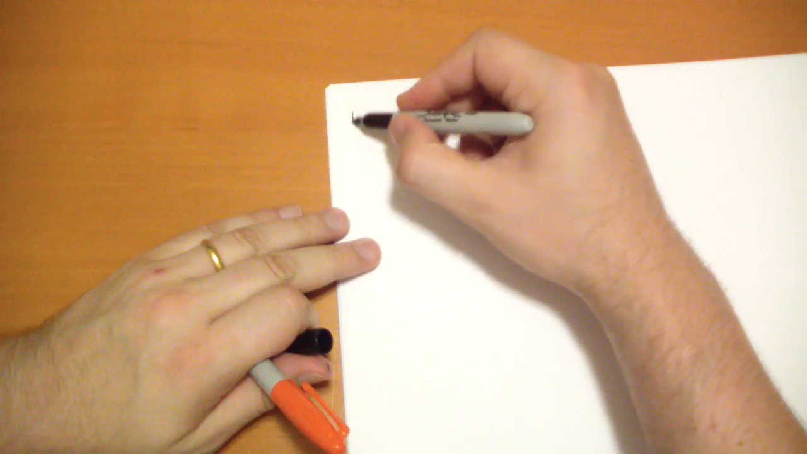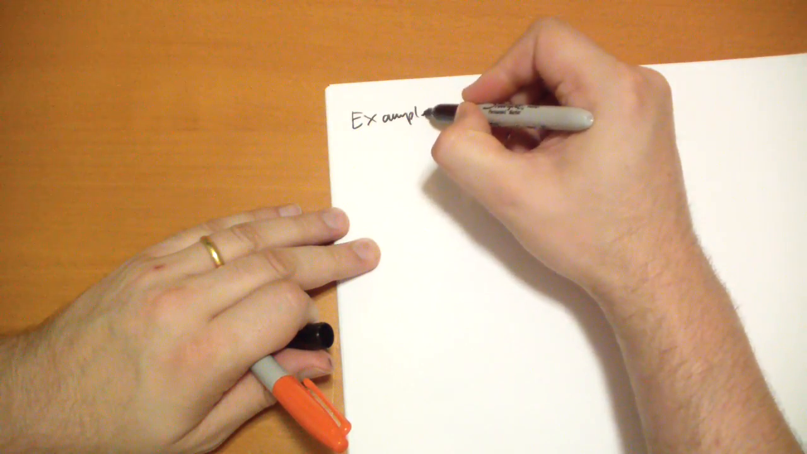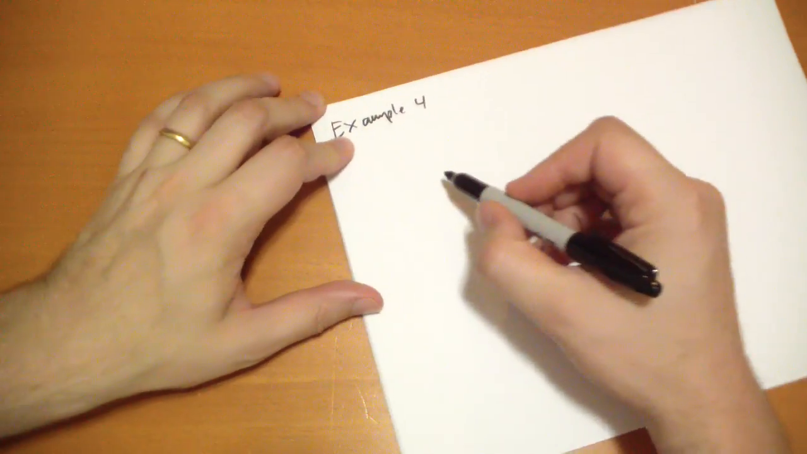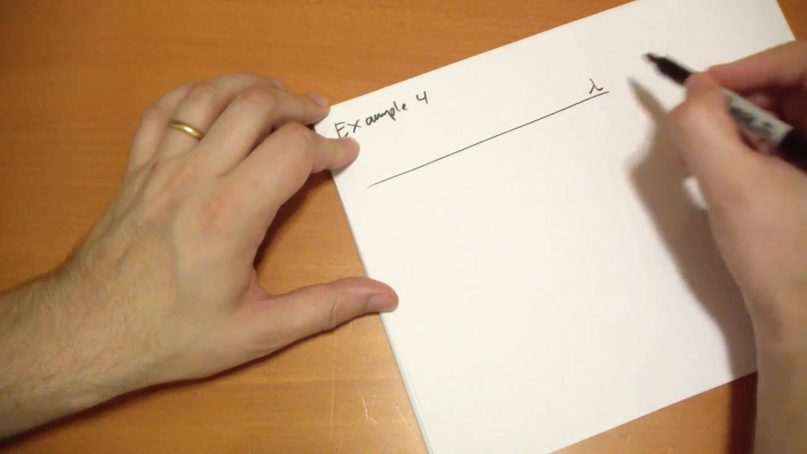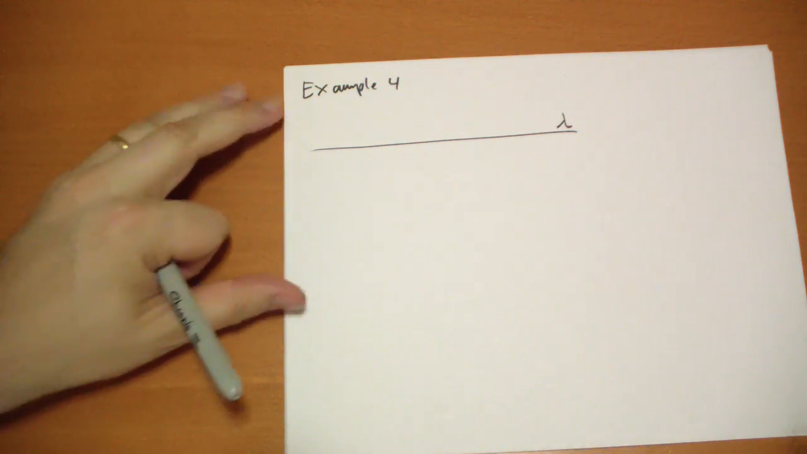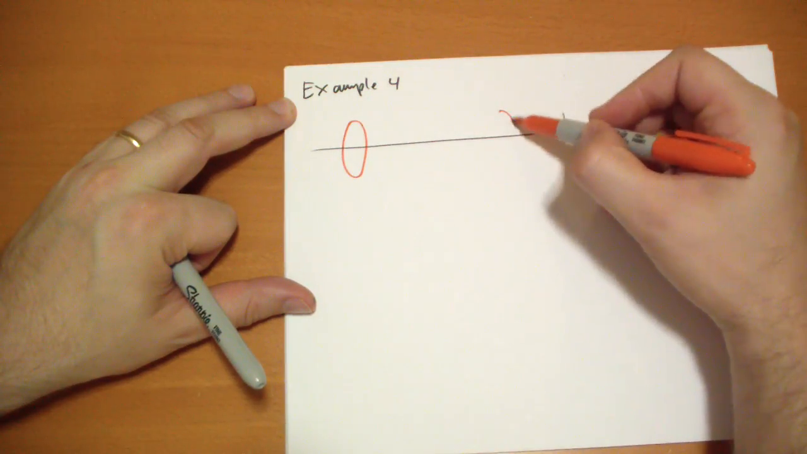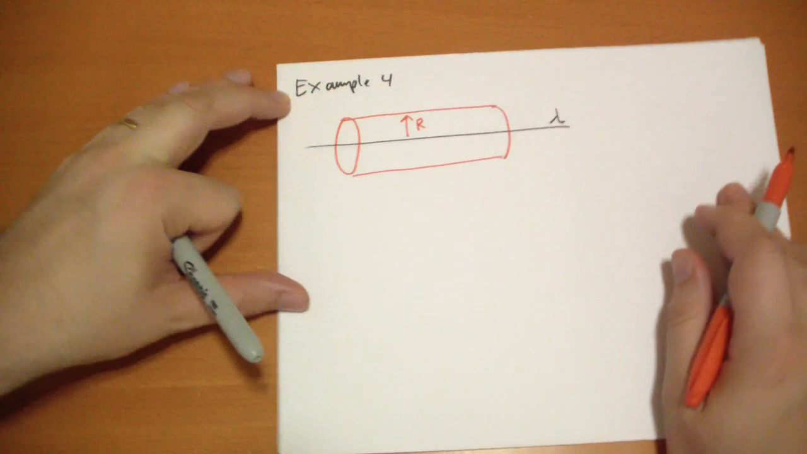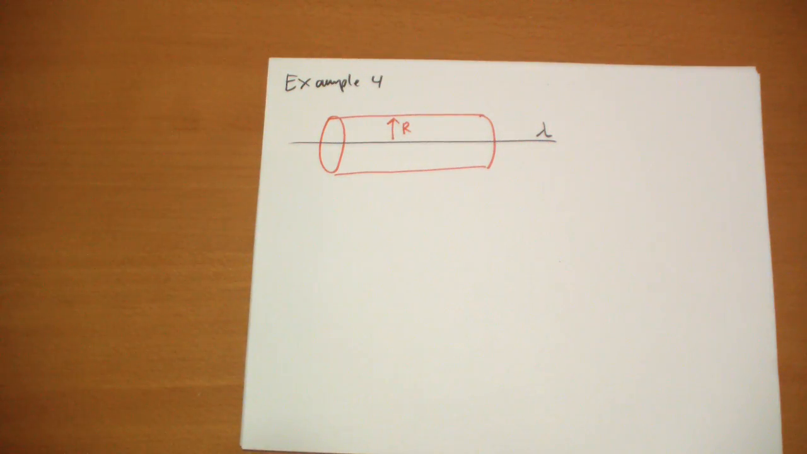Now, moving right along, let's do example 4. A long straight wire carrying uniform line charge lambda is surrounded by a rubber insulation out to radius r. Find the electric displacement. So we have lambda, a long wire, for all purposes it's infinite, and it's surrounded by rubber insulation of radius r. And so we want to find the electric displacement D vector.